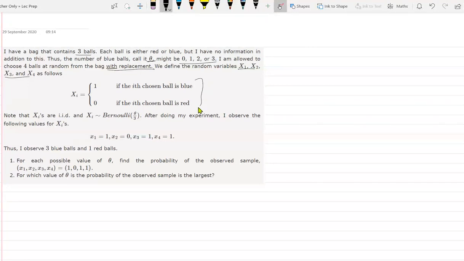We have already seen many examples like this. So these x's are IID. The x's are from Bernoulli, where the probability of success is theta by 3. Theta is this number. So theta by 3 is the probability of seeing a red ball, sorry, blue ball. Is that clear?